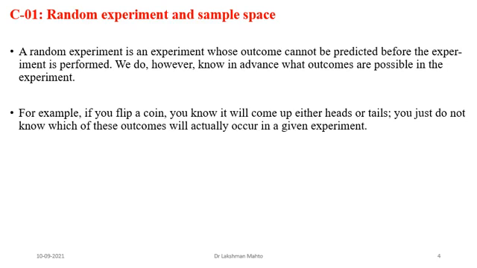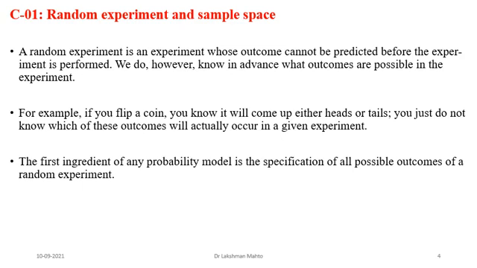Then when uncertainty is coming, that means it is a probabilistic phenomenon, or random phenomenon. So that is the situation. The first ingredient of any probabilistic model is the specification of all possible outcomes of a random experiment. That's why I said that, in short, this property we call exhaustiveness of a random experiment. That means we know about all possible outcomes of a random experiment, but we don't know which outcome will come in the coming experiment. We don't know about that, but we know all the possible outcomes.